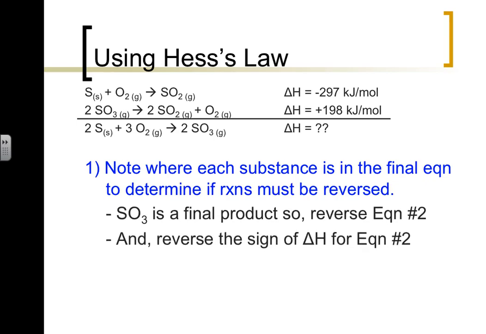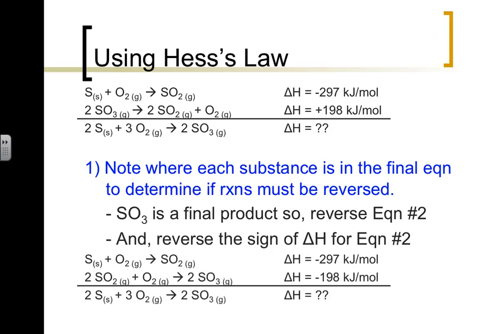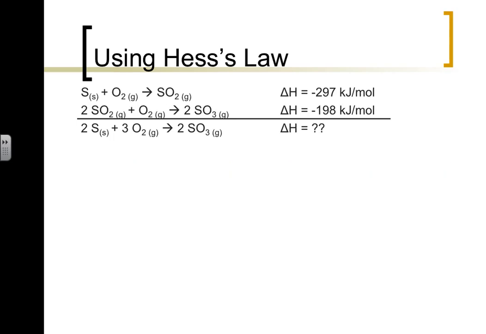And if we reverse equation number 2, think about what we talked about in the last presentation. You must also reverse the sign of your delta H. So we now have an adjustment, and it looks like this. Note that equation 2 was in fact reversed, and then that positive 198 became a negative 198. So I flipped it. Now it matches. Follow? Good? Okay, next. So here's my adjustment. This is the new stuff that we've just created. And now we will do our next step.